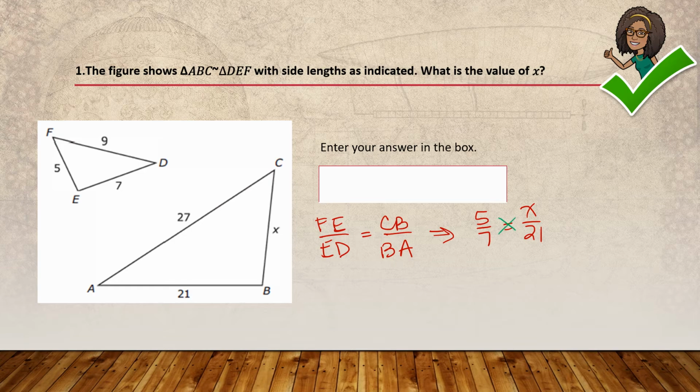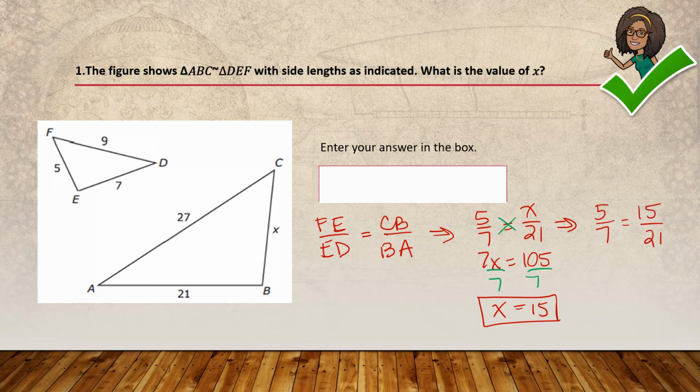So when we do that, we have 7x, and that's going to be equal to 105. When I divide both sides by 7, I get that x is equal to 15. And if we want to make sure, we can plug that in, and we have 5 over 7 equals 15 over 21. And remember, if I divide this by 3, 15 divided by 3 gives me 5, 21 divided by 3 gives me 7. So I can check my answer to make sure that this answer is correct. So we have x as being 15.